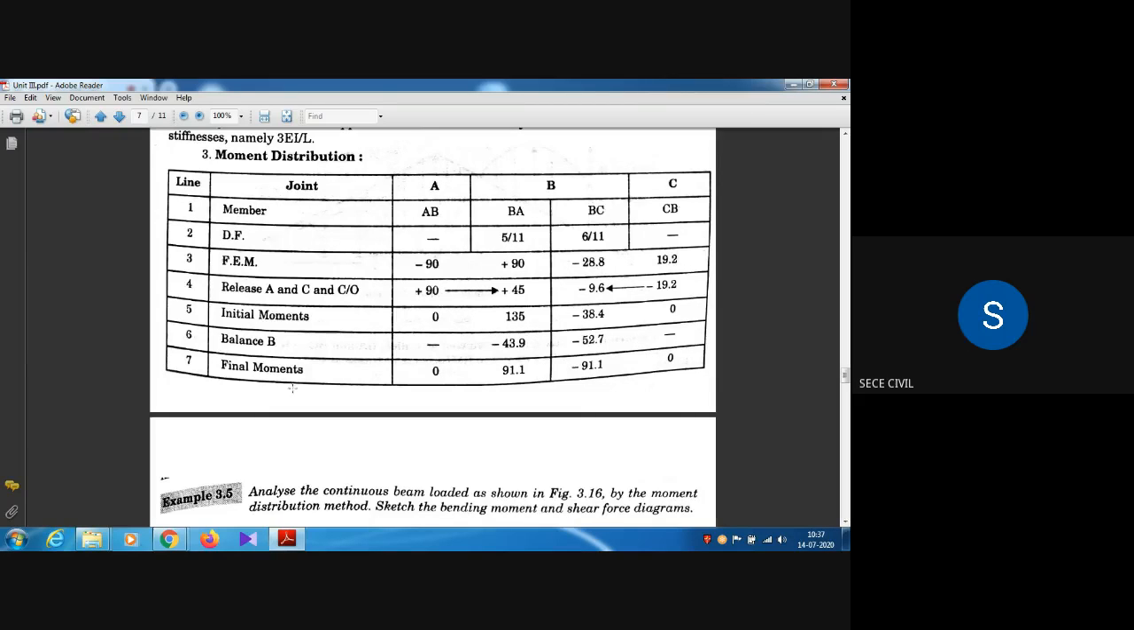Okay, so the last step is calculating the final moments. The final moment is nothing but we have to add to the initial moment. So 135 plus minus 43.9 will give plus 91.1. Similarly, minus 38.4 minus 52.7 gives minus 91.1. We can check here that MBA plus MBC is equal to 0. MBA is plus 91.1 and MBC is minus 91.1. If we add these two moments, we get 0. So the joint B is balanced.